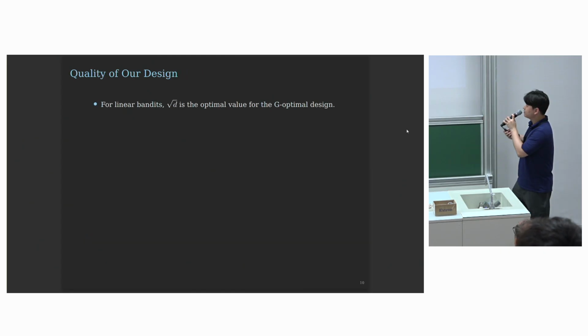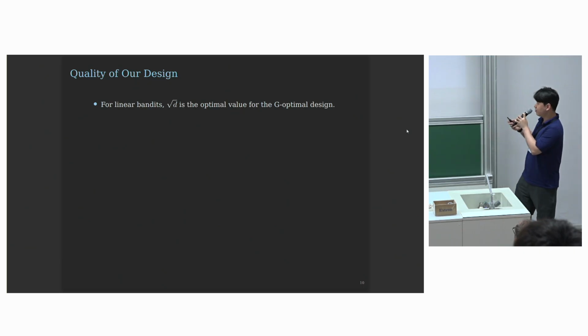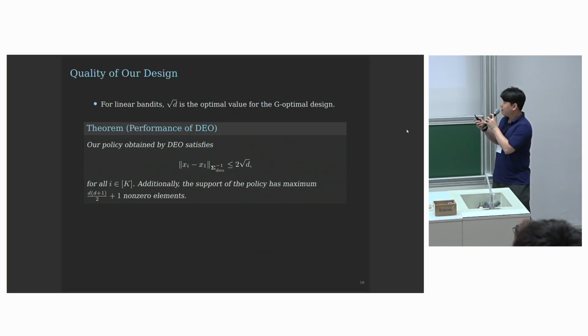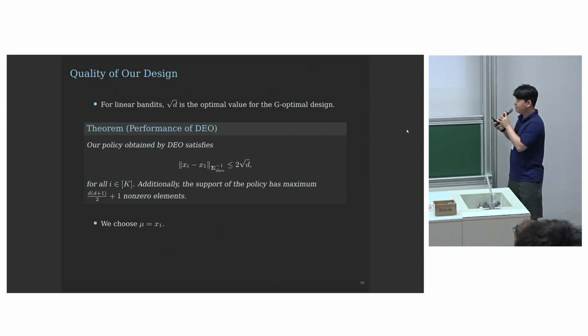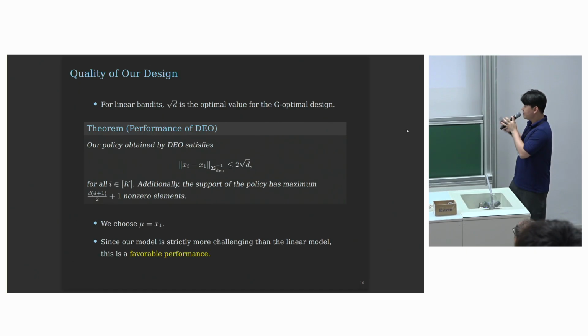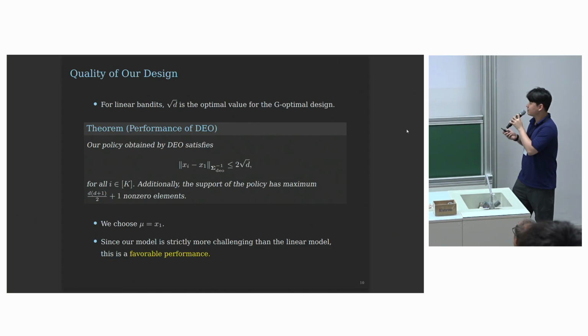Next, I'd like to discuss the quality of our design. Recall that for linear bandits, when you solve a G-optimal design, the optimal value is square root D. For our design, the matrix inverse norm among the whole arms is bounded by 2 times square root D. I'm not sure it is optimal, but it is still a very favorable performance since our problem is much harder than the linear bandit case. We choose mu as x1. So we are shifting to x1, but it is sufficient to estimate. And this is favorable since our problem is more challenging than linear bandits.